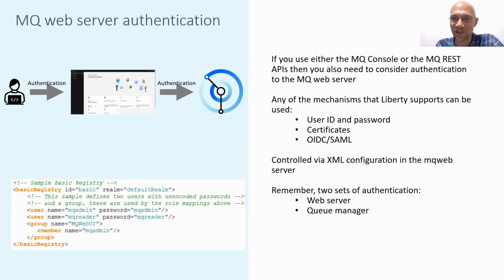So MQ web server is actually a Liberty server that is bundled with MQ. And so you just need to edit the configuration of that server in the XML file that contains all the configuration. And any of the mechanisms that Liberty supports can be used for authenticating your user IDs. So your users, the connections into the REST API. So that can be user ID and password, it can be client certificates, or it can be OIDC or anything else that Liberty might support. The key point here is that you need to think about this if you're using the REST API or the MQ console, in addition to everything that you set up on the queue manager.